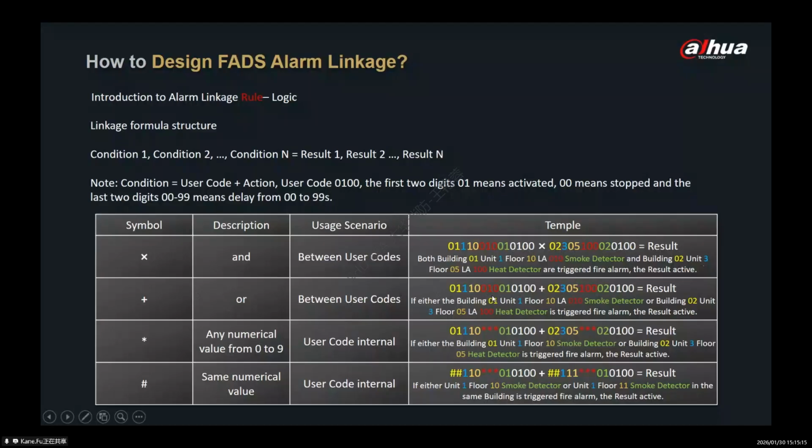It means if either building C1 or one of them checks it, the result is active. And the third one uses any numerical. It can be used if either the building float small detector or building floor.